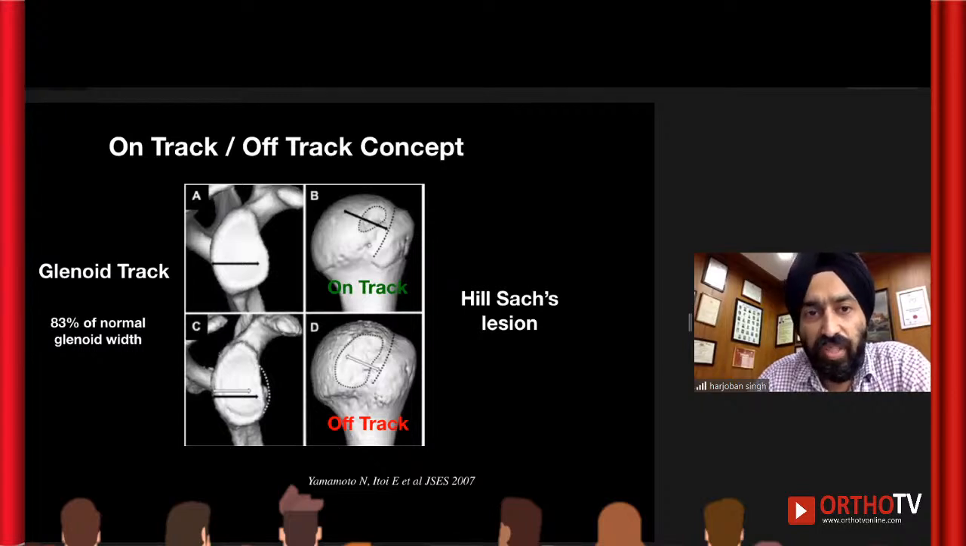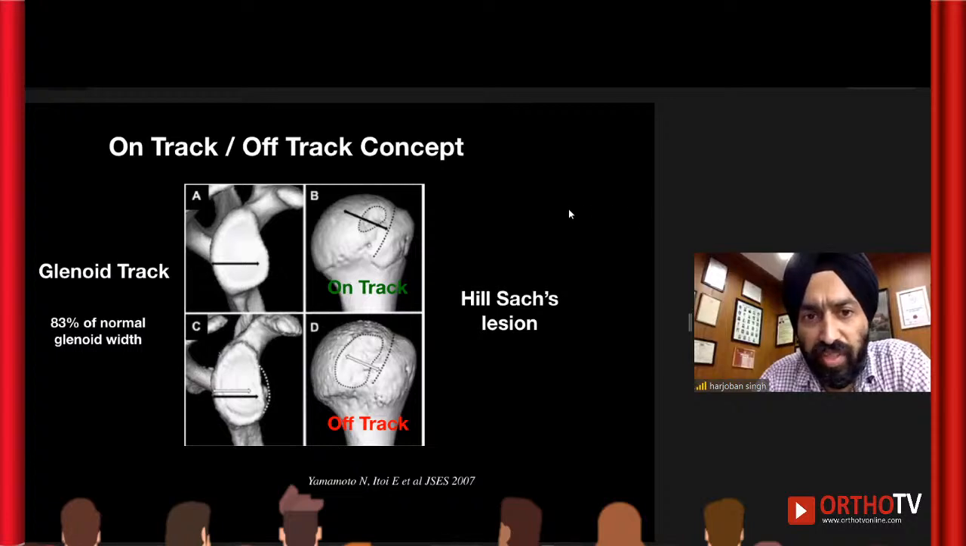Taking it further, Yamamoto and Itoi gave this concept of on track and off track. And the glenoid track they calculated by relating both the glenoid defects and the humeral defects together to come out with suggestions for treatment required. So glenoid track is 83% of the normal width according to their study.